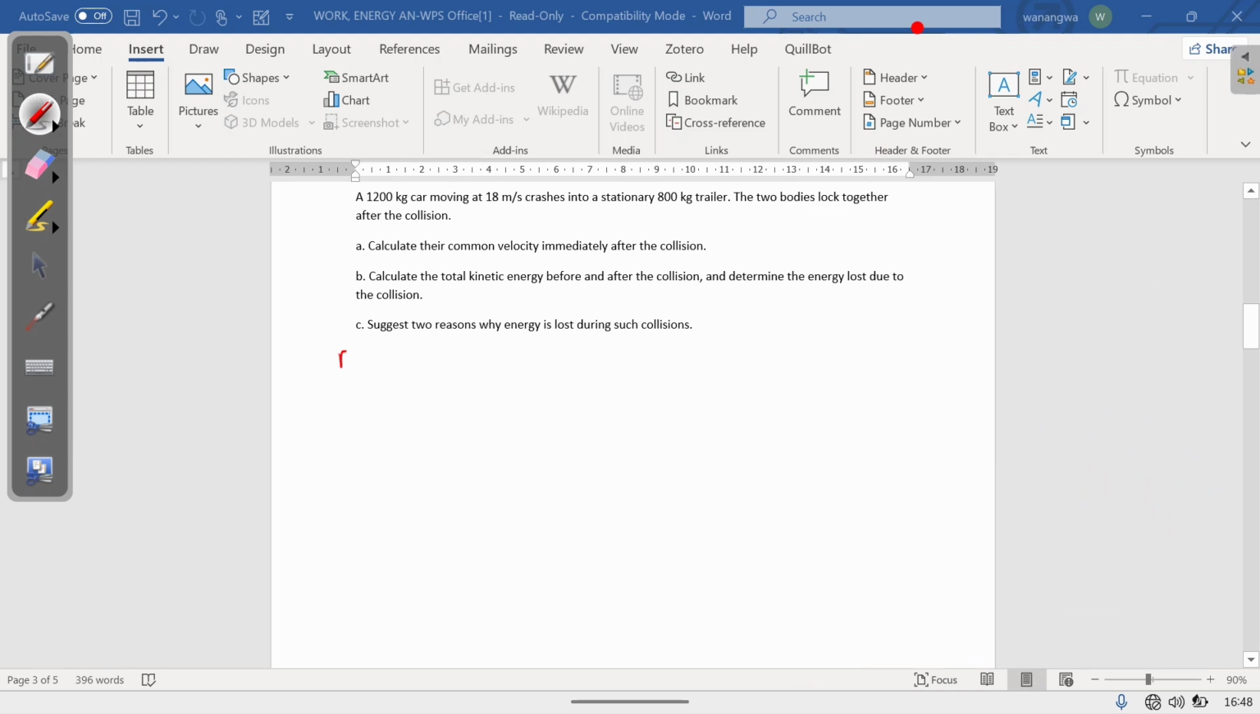So what we have is mass 1, which is a car. Okay, so we'll say MC. All right, that one is 1,200 kgs. All right, U1, which is UC, the initial velocity of the car, is 18 meters per second. And then we have the mass of the trailer, which is equal to 800 kgs. Okay, from there, we don't know anything else. All right, now they're telling us that one of these things is moving, the other one is stationary.